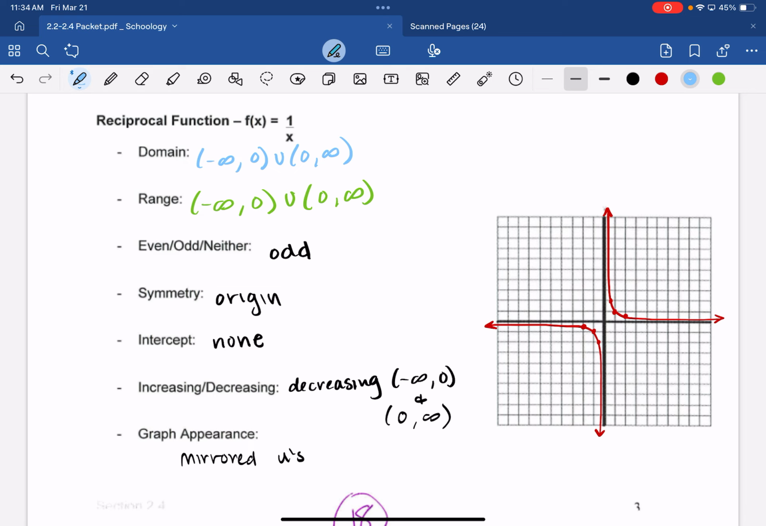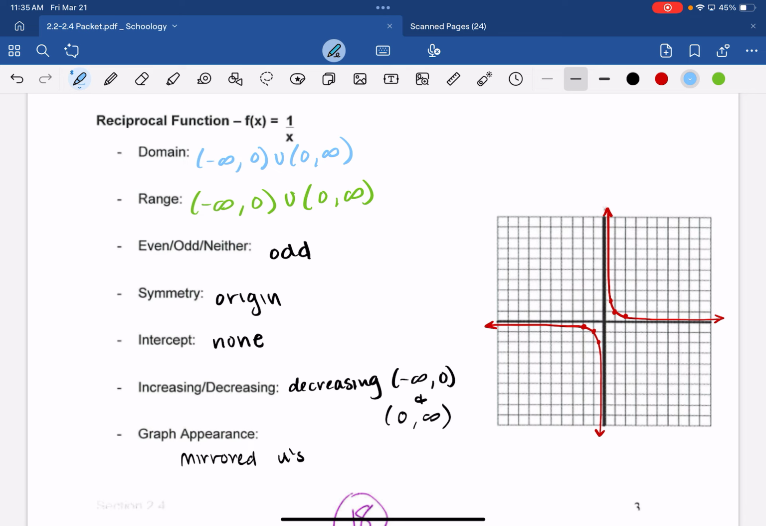All right, it's odd because it's symmetrical at the origin. If I were to fold this diagonally, it would match. The increasing and decreasing is, in my opinion, the hardest part, because we're technically decreasing the whole time. It's very, very gradual. Like right here, we're going down millimeters at a time. Then we pick it up and become super steep, but we're decreasing. If I start up here, I'm decreasing pretty fast, but then it levels off, but I'm still decreasing really slowly.